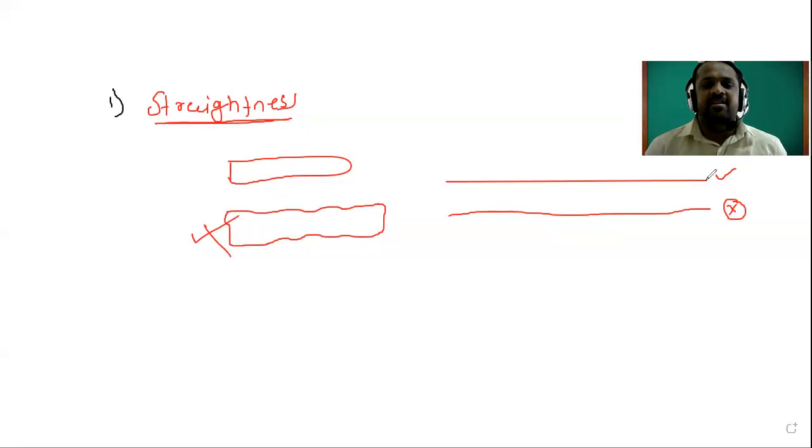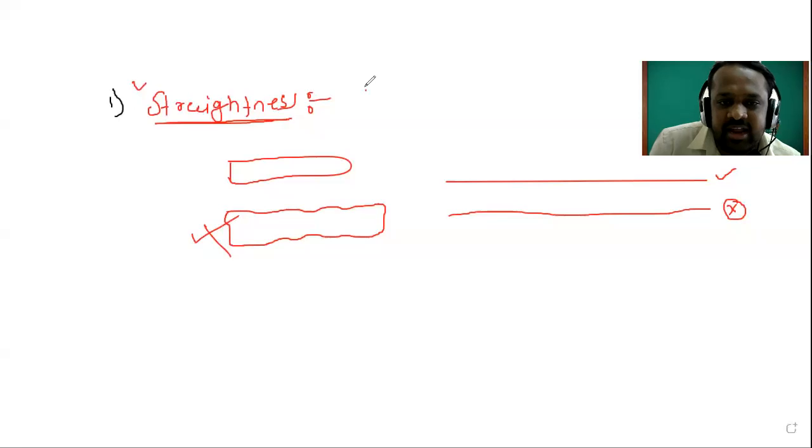But in our symbolical representation, what is the symbol for straightness in the drawing? How to represent straightness in the drawing? We cannot write straightness like this in a drawing. They have given one symbol to represent straightness. What is the symbol for straightness?